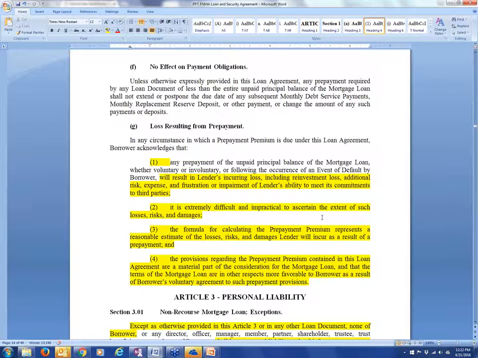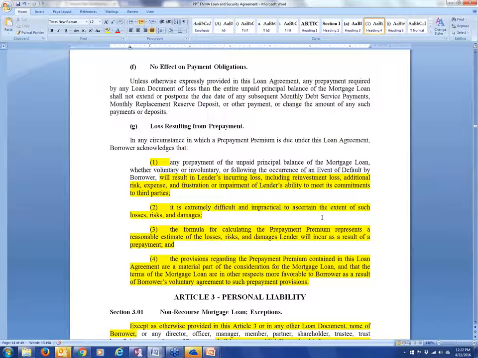Okay? Now, understand, they explain it to you here. The reason why they explain it to you here is they don't want to have any problems down the road with litigation. They want to make sure that you understand what you're signing and why you can't prepay this note sooner.